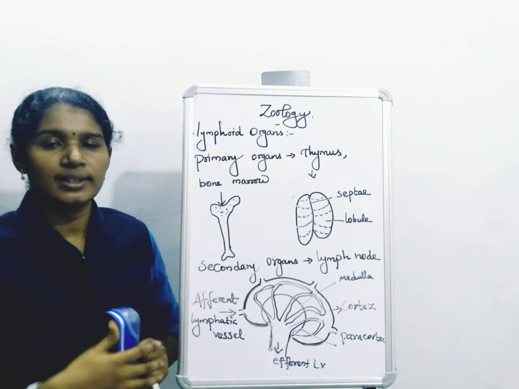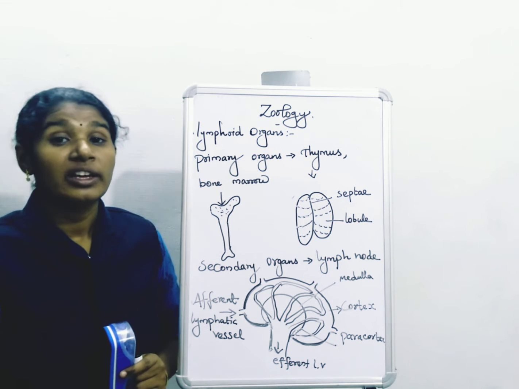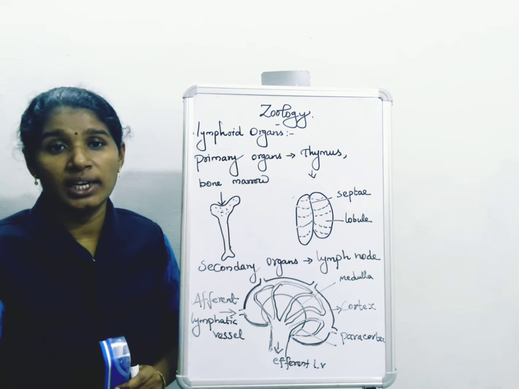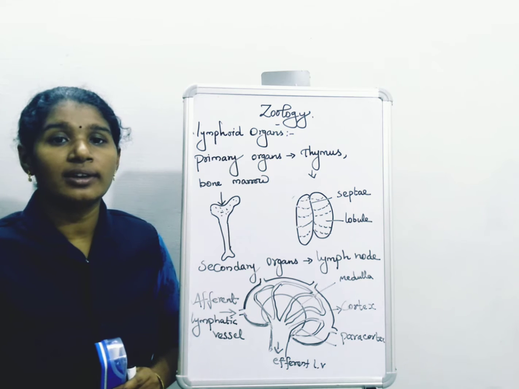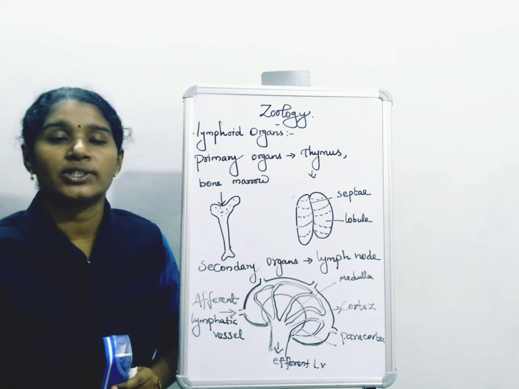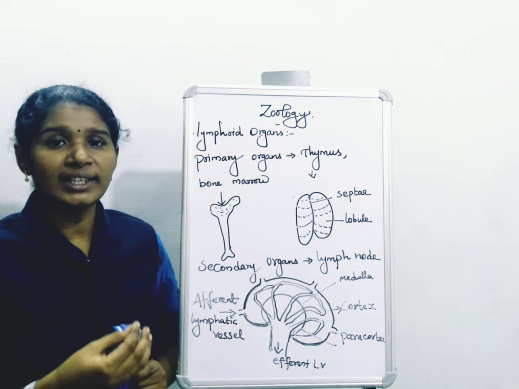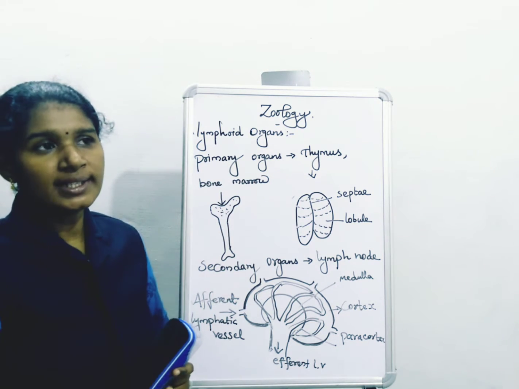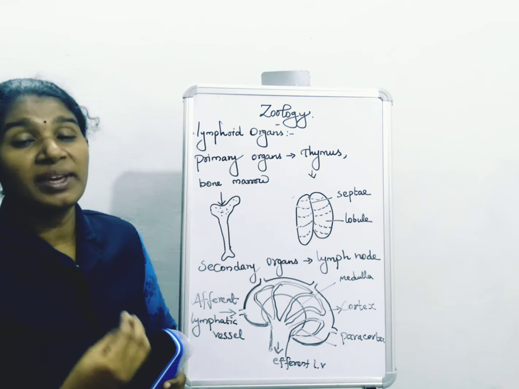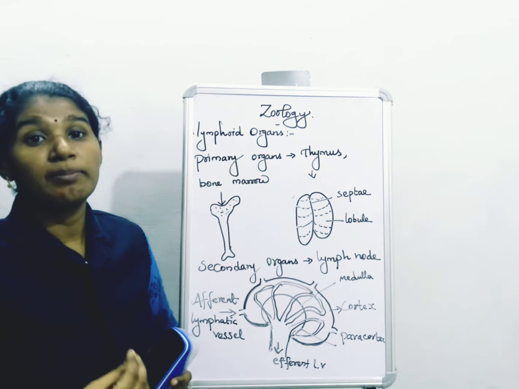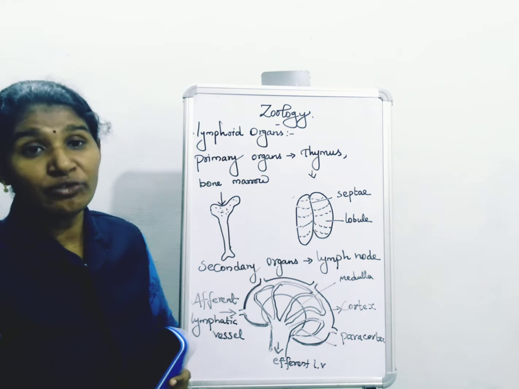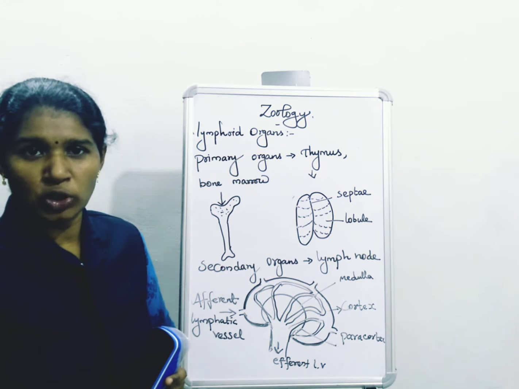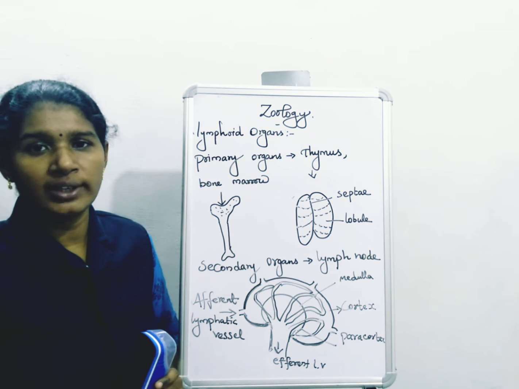Today our topic is lymphoid organs. The immune system consists of several structural and functional organs and tissues distributed in different parts of the body. So what is meant by a lymphoid organ? The organs that are the major workers involved in the proliferation, maturation, and origin of the lymphocyte are called lymphoid organs. In our body, two different types of lymphoid organs are there.